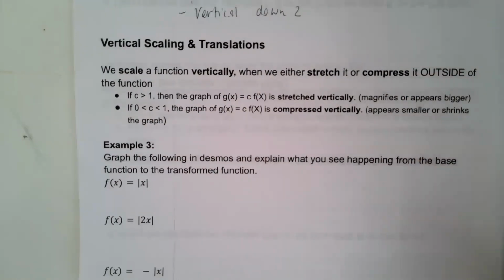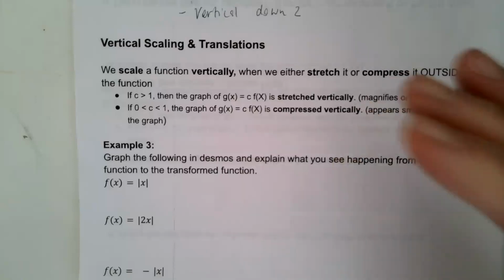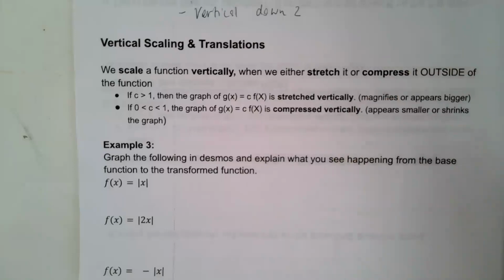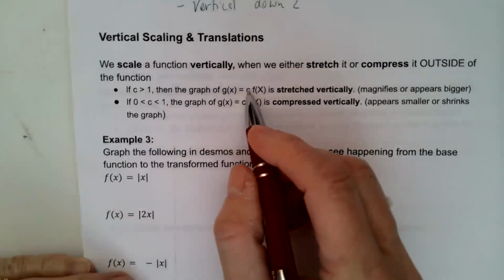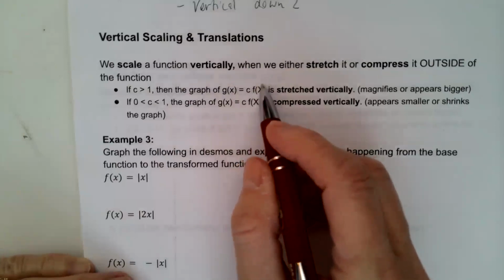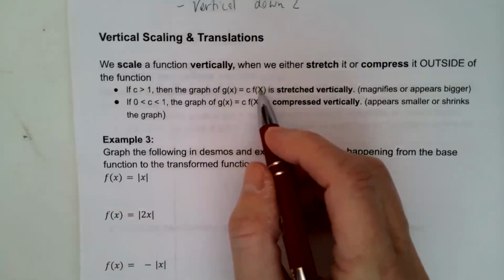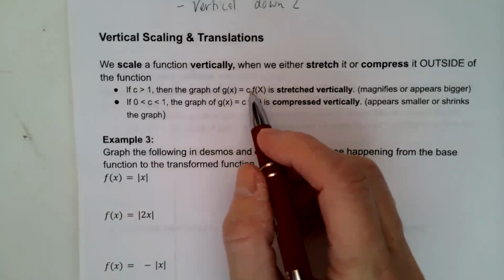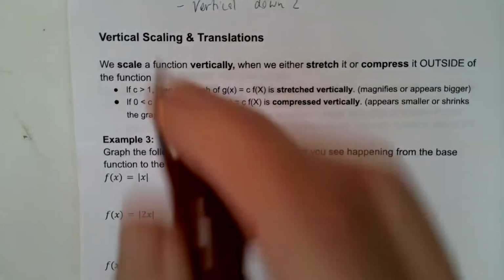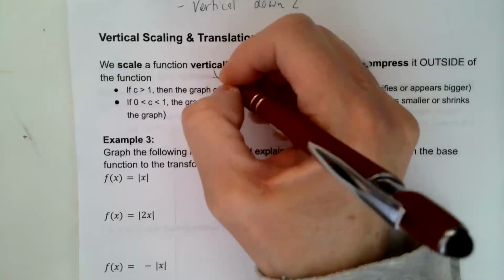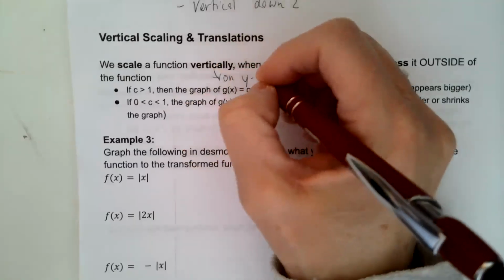Or if you triple your recipe, you're scaling your recipe up by 3. You're multiplying by 2 or multiplying by 3. And that's what we're doing here. Notice that we're multiplying c on the outside of the function. So after we've evaluated the function, we're multiplying the y value. So that's why it's changing vertically on the y-axis.